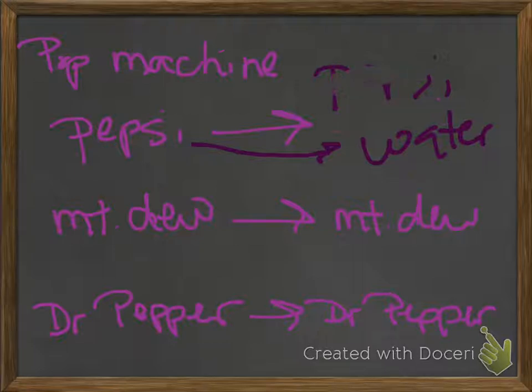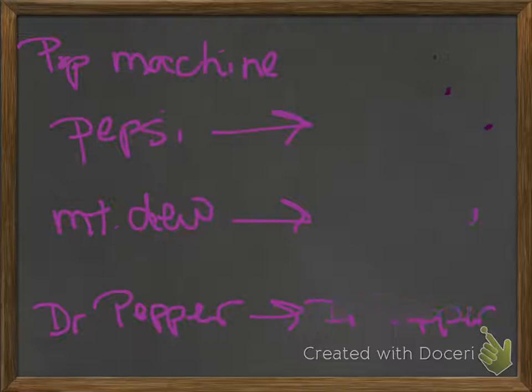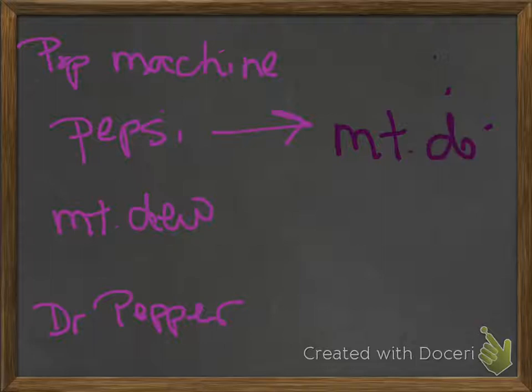Alright, let's say we get rid of these. And let's say we hit the Pepsi button and we get a Mountain Dew. Let's say we hit the Mountain Dew button and we get a Mountain Dew. We hit the Dr. Pepper button and we get a Mountain Dew. This is a function. Even though you're not getting what you want, you know what you're getting.